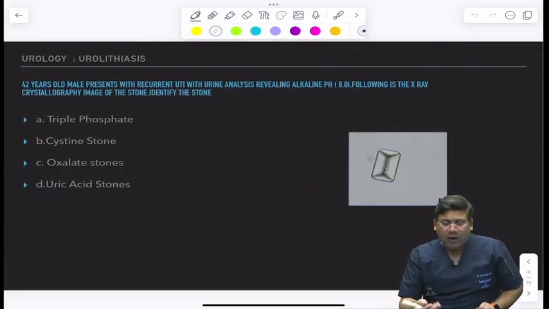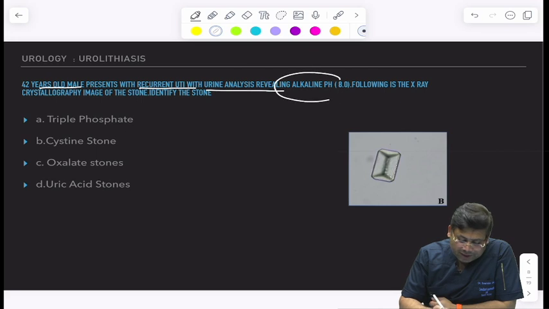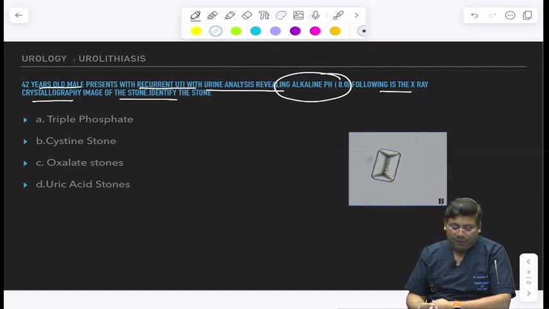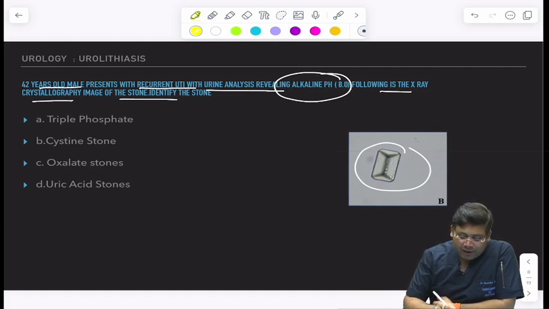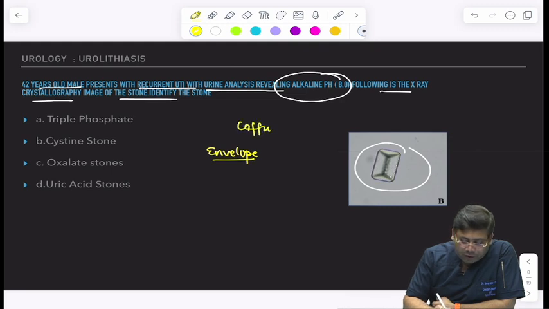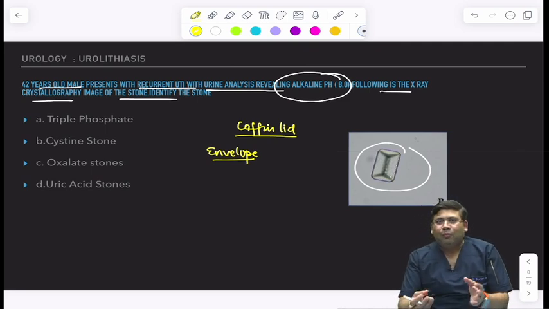Let us move forward. This looks like a gemstone. Anyways, this is an image on X-ray crystallography. Try to understand this. A 42-year-old male presents with recurrent UTI, and urine analysis reveals alkaline pH. Following is the X-ray crystallography image. Students have shared this image with me. The things which it could resemble are an envelope, or a coffin lid. So coffin lid versus envelope. This image looks closer to that.